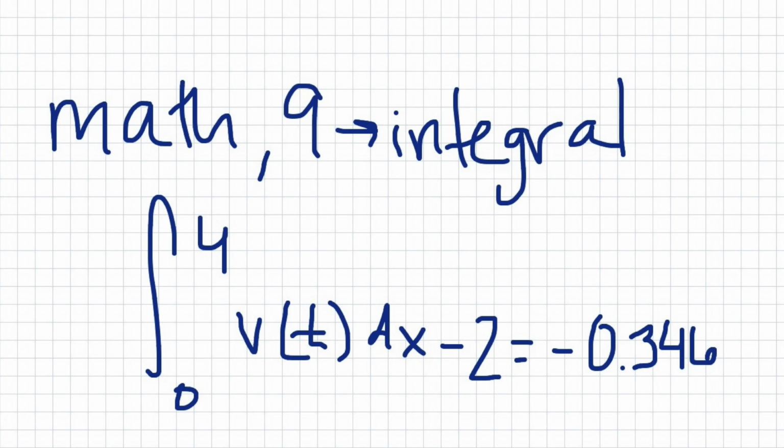And then we can use our calculator to solve for this. You do math 9 to get your integral, and then you can enter in the values as they are, and you'll get negative 0.346 as the position of our particle at time t equals 4.